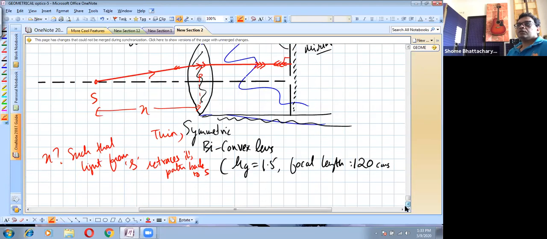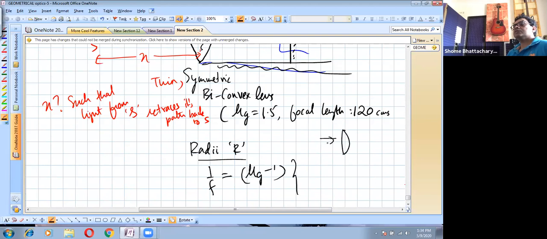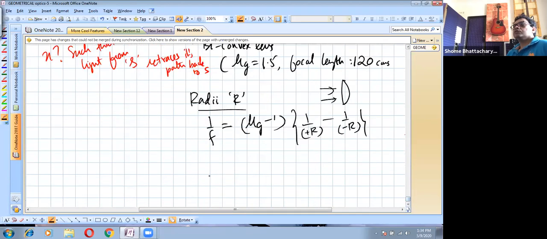Okay, so let me check your calculation. First of all, I need the radii of curvature. Now if you remember, for 1.5, the radius of curvature is the same as the focal length, but otherwise, yes, Swamadeep, I think you're also correct. Okay. So the radius is, let's say, R. So 1 upon F is the refractive index of glass minus 1 into, if I consider light coming from this side, 1 upon R1, which will be plus R, minus 1 upon R2, which will be minus R. You can see that 1 upon plus 120 will become 0.5 times 2 by R. So R comes out to be 120 centimeters.